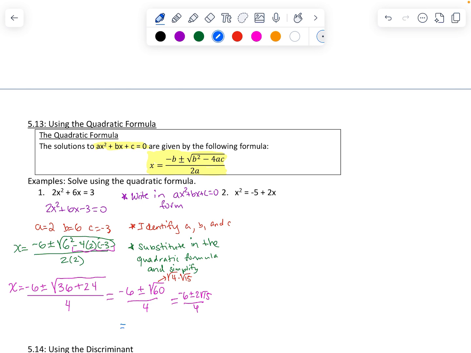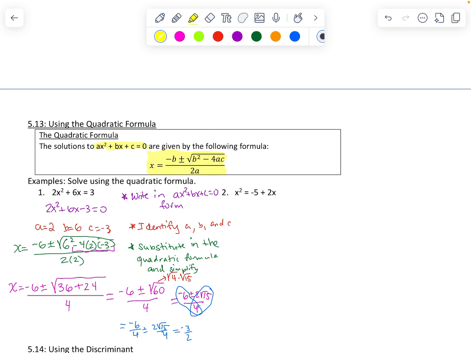The way that I simplify, if I have a single term in the denominator, I actually am going to split it up. It's going to be -6 over 4, and it's going to be plus or minus 2 radical 15 over 4. So it's going to be like this. From there, I can simplify the two fractions I have. So first of all, -6 over 4, if you divide both the top and the bottom, it reduces down to -3 over 2.